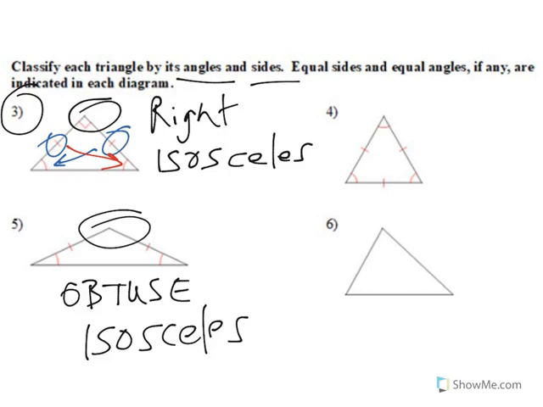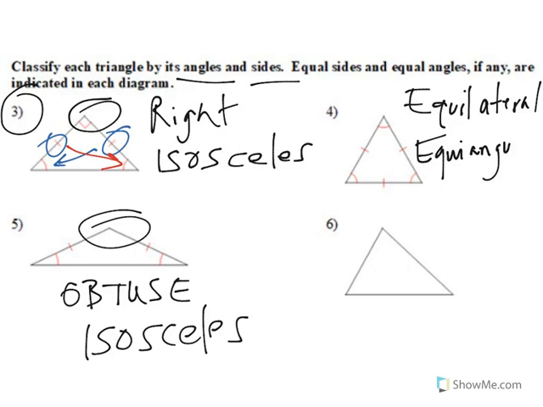Okay, this here would be an equilateral, equiangular triangle. This one here, there is nothing that indicates any congruence or any equality, so this one would be a scalene. It should be an acute scalene.